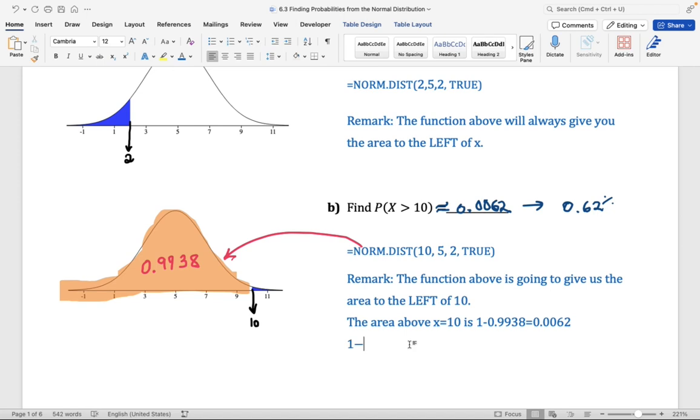We took 1 minus what we got from using this function. This is not the best notation, but here I'm trying to emphasize that you're using the same function. But if you want the area above your x value, then you're just going to do 1 minus what you get from using the function on Excel or Google. Here, we wanted the area to the left of x equal to 2, and the function gave us that area. Here in part B, we wanted the area above x equal to 10. We used the same function. After using the function, we said, let's take 1 minus whatever we got from using the function.